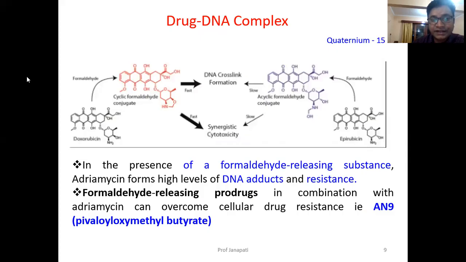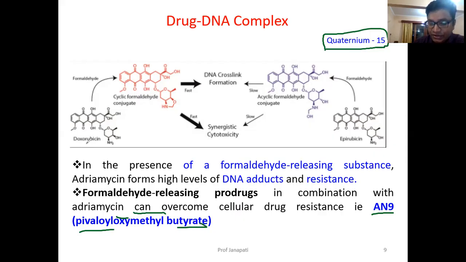You see, the activity of these drugs has been increased with the help of formaldehyde releasing drugs or substances. We can say they are aiding this activity. That is with the help of quaternium-15 and AN9, which is nothing but pivaloyloxymethyl butyrate. These two, what they do, you can see.